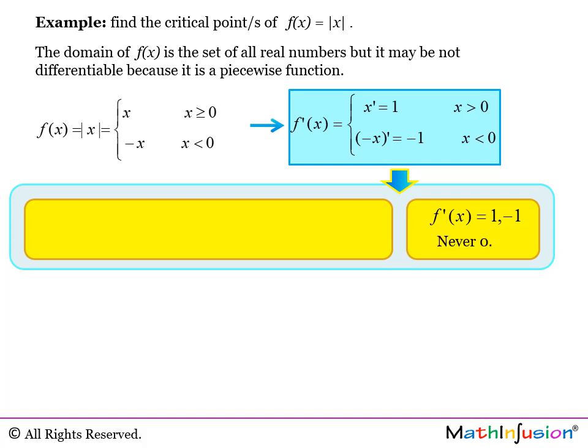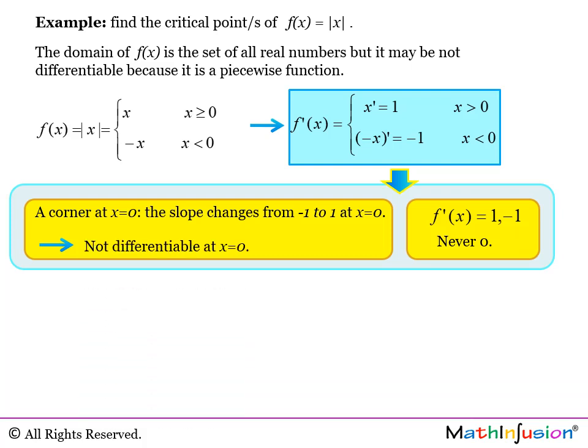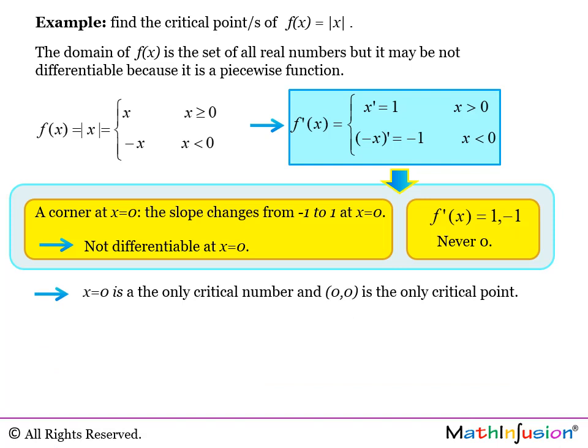The derivative of this function is never 0, so the only thing left to do is to check if it is differentiable or not. But we know, if you look at the graph or if you remember, that there is a corner, because the slope changes from -1 to 1 at x equals 0. So it's not differentiable at x equals 0. So the only critical number is 0, and the only critical point is 0, 0.